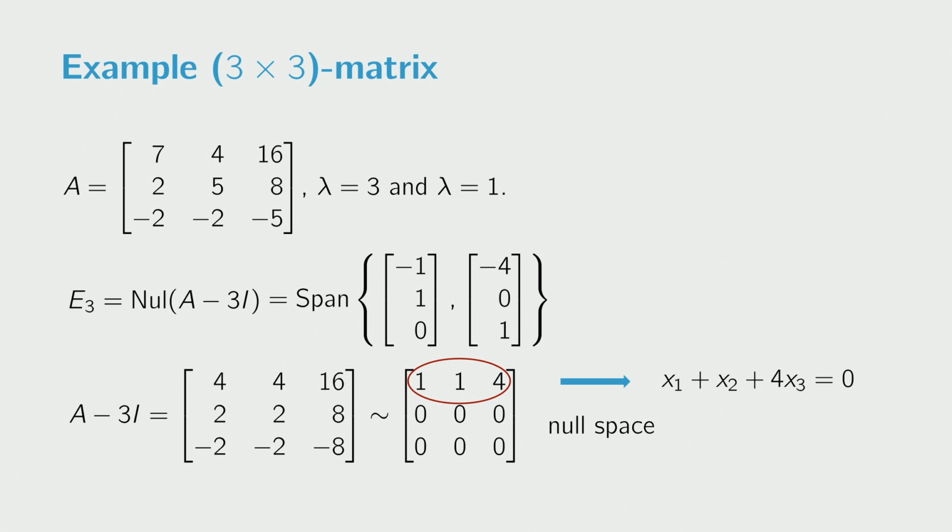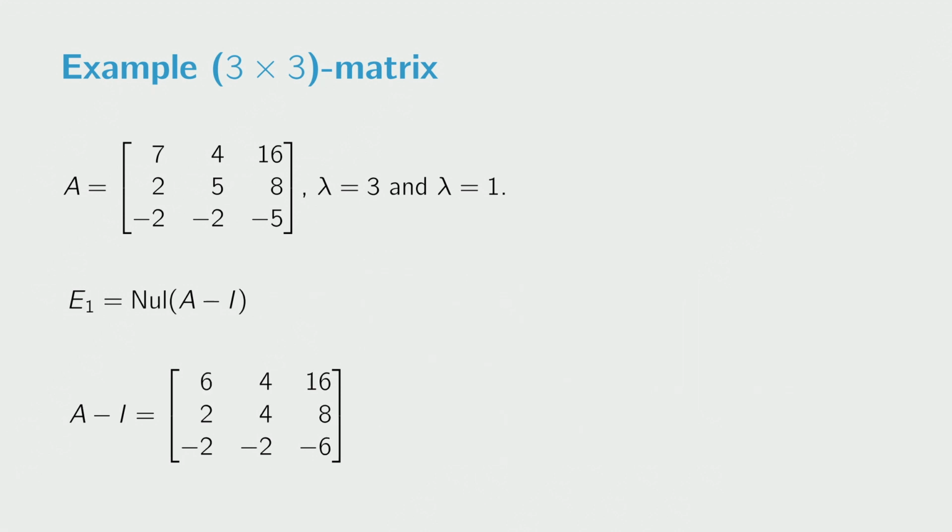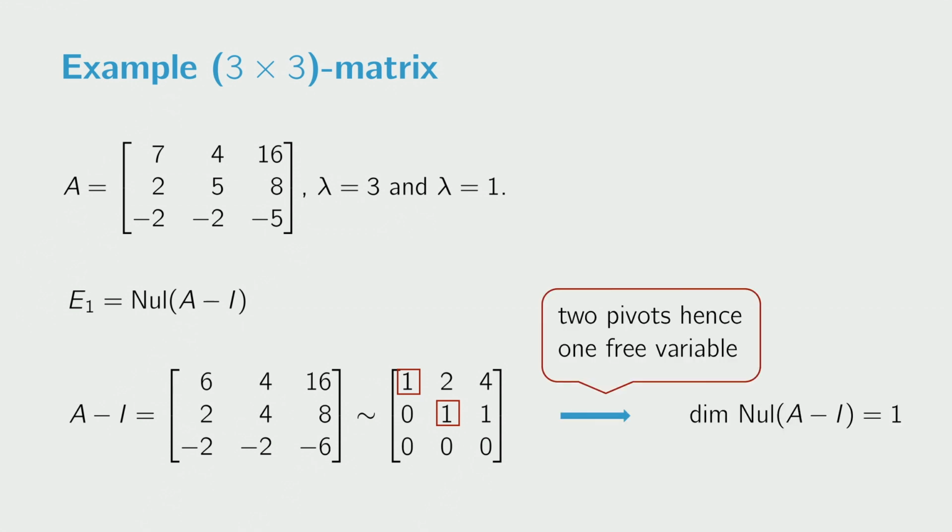What about the other eigenspace, E1? Well, the matrix A minus I is clearly not a rank 1 matrix. On the other hand, we know that the rank should be smaller than 3, so the rank must be equal to 2. Indeed, we find that the matrix A minus I is row equivalent to the echelon matrix shown here, which reveals 2 pivot positions. Hence, the dimension of the null space of this matrix is equal to 1, so it is a line through the origin in R3. This line can be written as the span of the vector (-2, -1, 1).